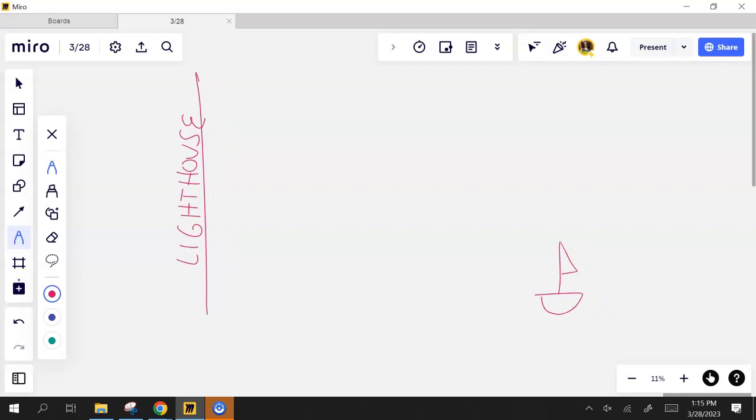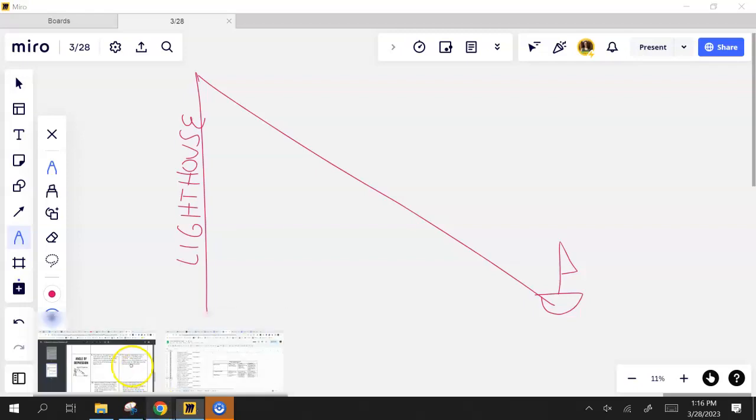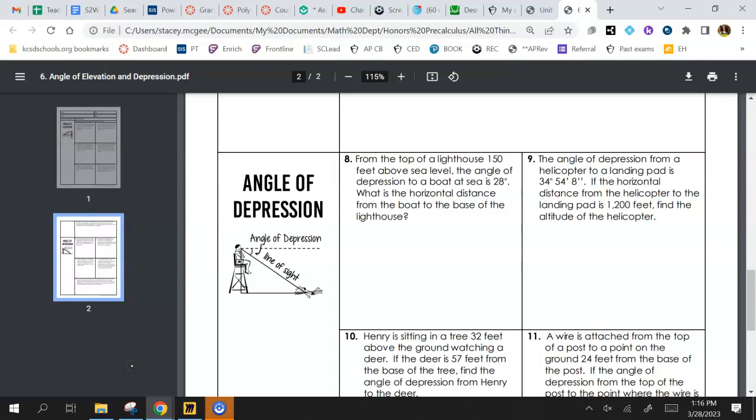Okay. If I draw a line down to the boat, here's the problem. Where is my angle of depression? One might think it's here, right? I want to know the angle of depression. The problem asked me, from the top of a lighthouse 150 feet above sea level, the angle of depression to a boat at sea is 28 degrees. How far horizontally is it?